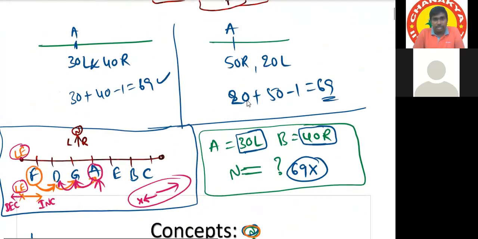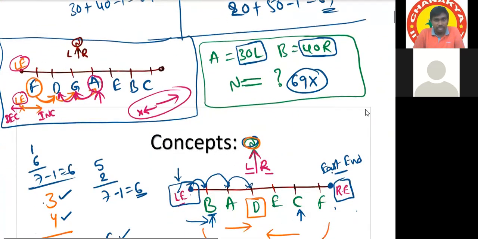Generally, persons are considered to be facing north, right? For a person facing north, our right is right, our left will be left. Yes or no? In that way, this will be the right end of the row and this will be the left end of the row. So this is the basic thing.